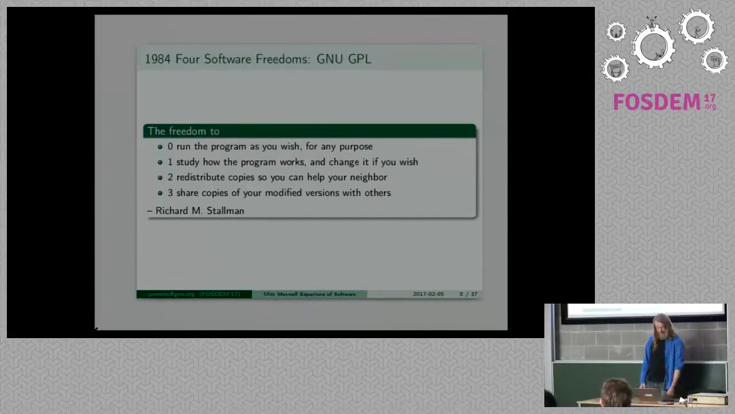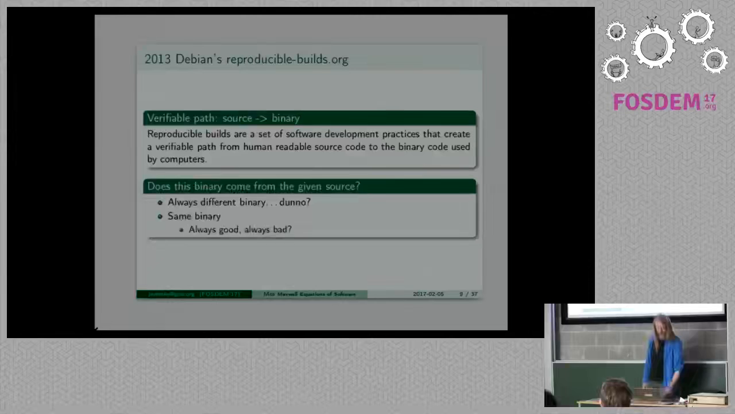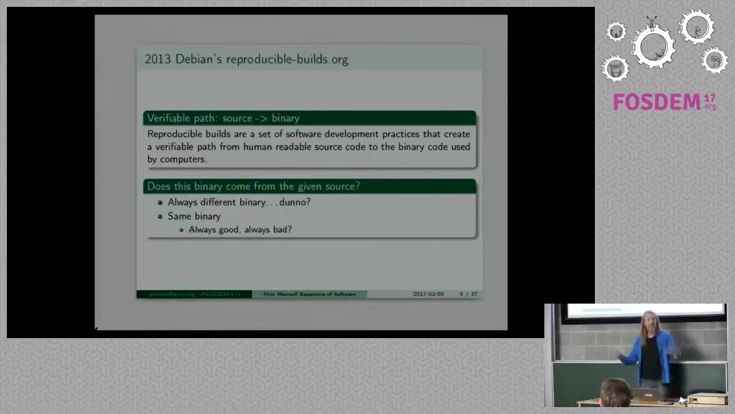The four freedoms. If you don't know them, read them. It's terribly inspiring for me. So that was the seed, the four freedoms by Richard Stallman got the whole thing started.